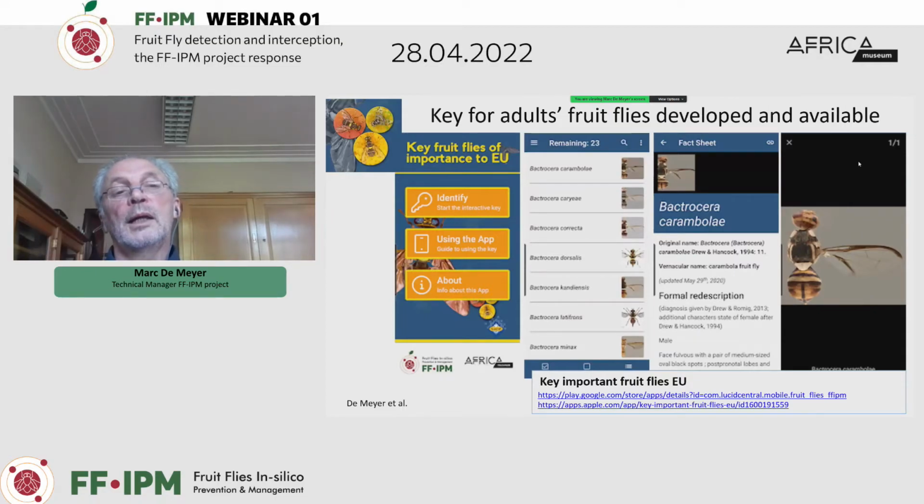We developed this as a laptop tool, but also recently we converted it into a mobile application. So the FF-IPM project developed a mobile application for 23 target species, which were defined by a number of national plant protection organizations and by EPPO to be of importance for quarantine purposes within the European Union. And the key is freely available both for Android and Apple mobiles. You find the links at the bottom of this slide, but you can also find the links on the FF-IPM website.